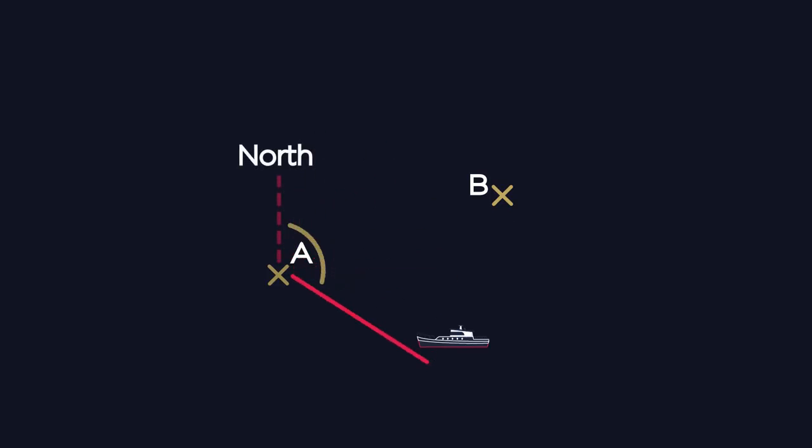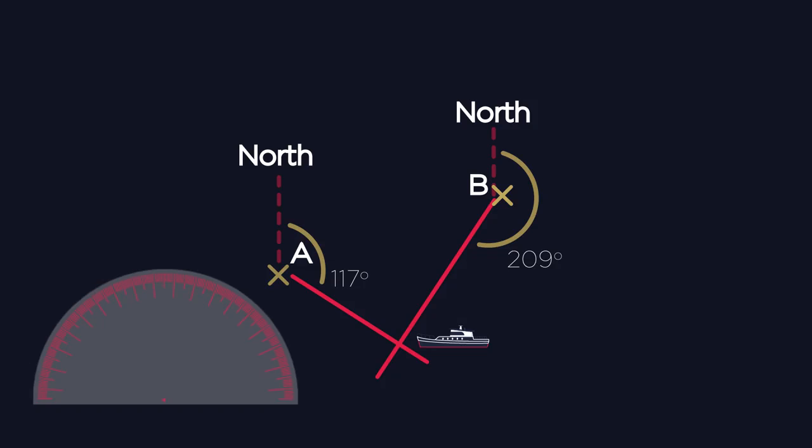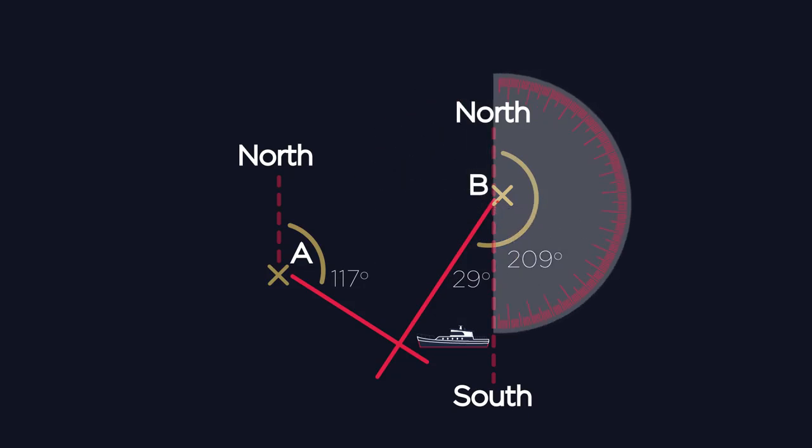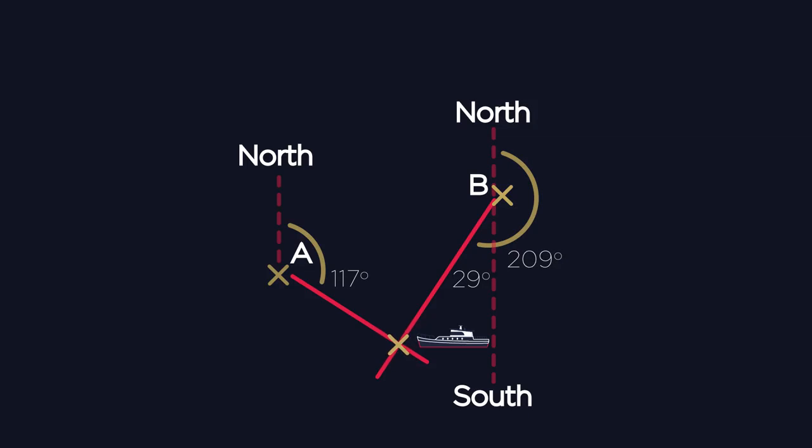Locate the ship. Pause the video and see if you can figure out how. We can draw a bearing of 117 degrees from town A and a 209 degree bearing from town B. If you only have a 180 degree protractor, you can draw from the south line and measure 29 degrees clockwise, as 29 plus 180 equals 209. Where the lines intersect is the point the ship lays at.